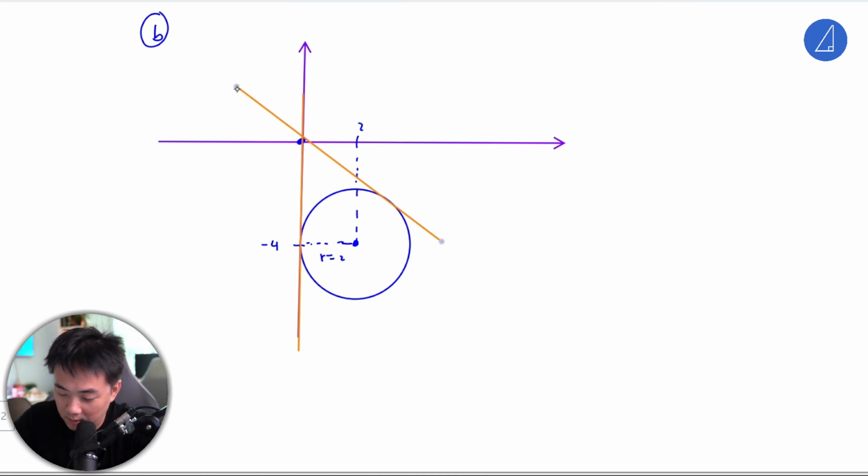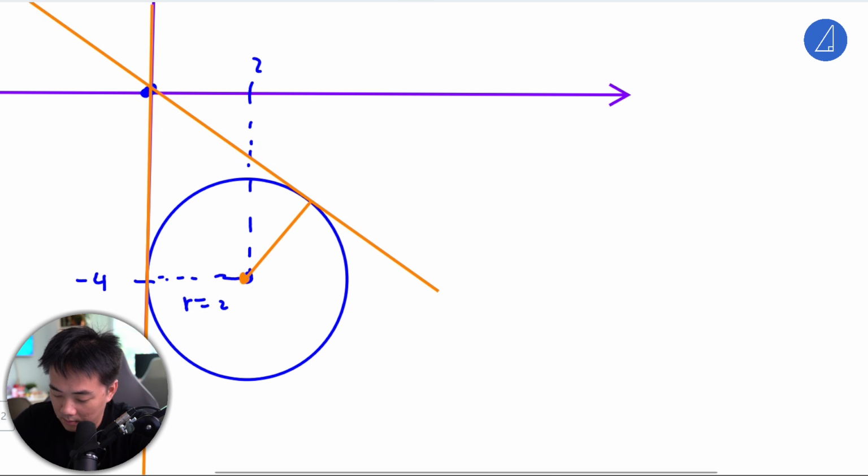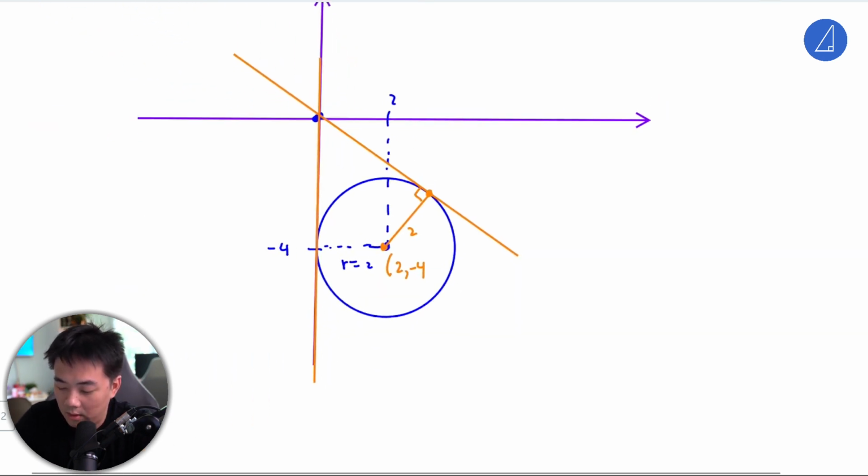This one shouldn't be an issue, I believe. You can just draw this out. This is 90 degrees, so this is it. This is 2, this is 2, negative 4. Then I'm just going to find this angle here. All right, so this is it.